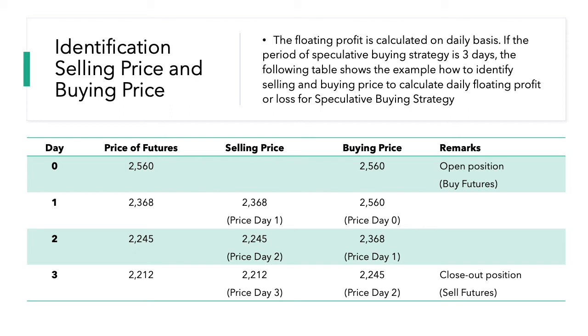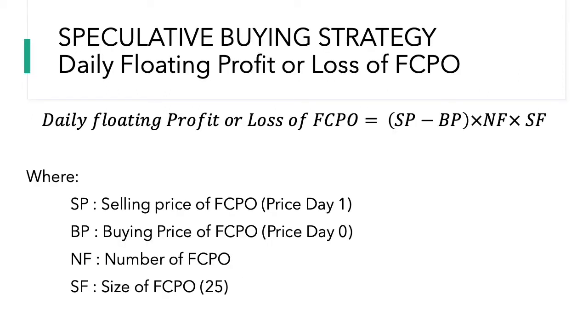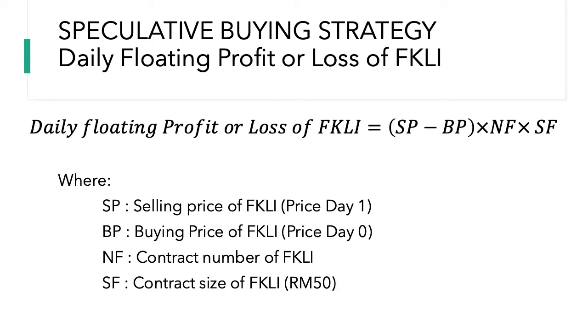So step number 5, you need to calculate total profit or loss for the futures market. The difference between the calculation of floating profit and loss and total profit and loss is that for floating profit and loss, you don't consider the broker's commission in the formula. But for total profit and loss from the speculation strategy, you must include the broker's commission in the calculation.